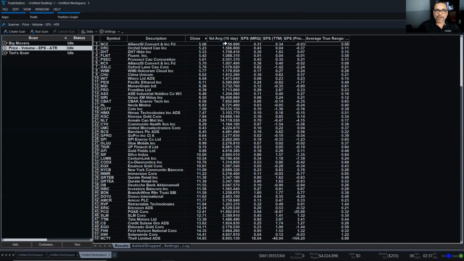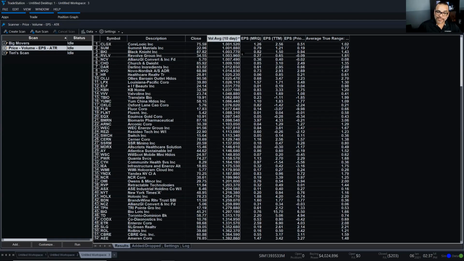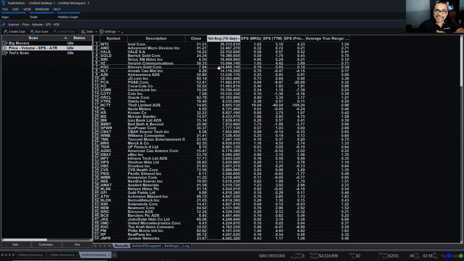If you want to know which one trades the most, double click on volume average once so that it sorts in ascending, and double click again so that it sorts in descending order.